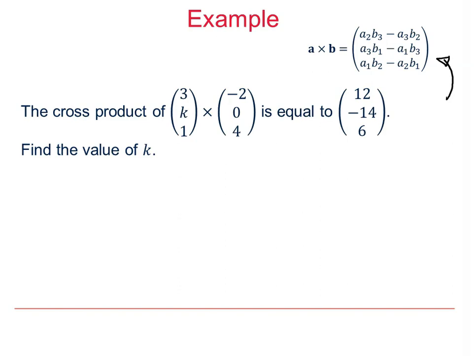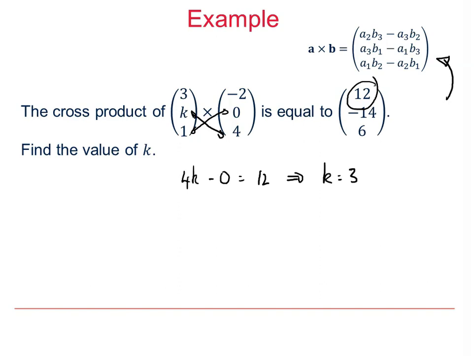There are different ways of doing this, but for example we could use the first component there, which is 12, and that comes from these two multiplied together, which is a2 and b3. So that's 4k, and then minus 1 multiplied by 0, so minus 0, and that must be equal to 12. And therefore we get that k is equal to 3.